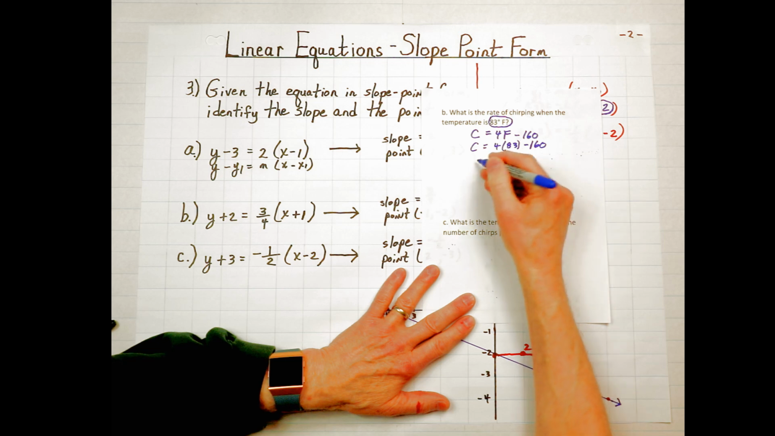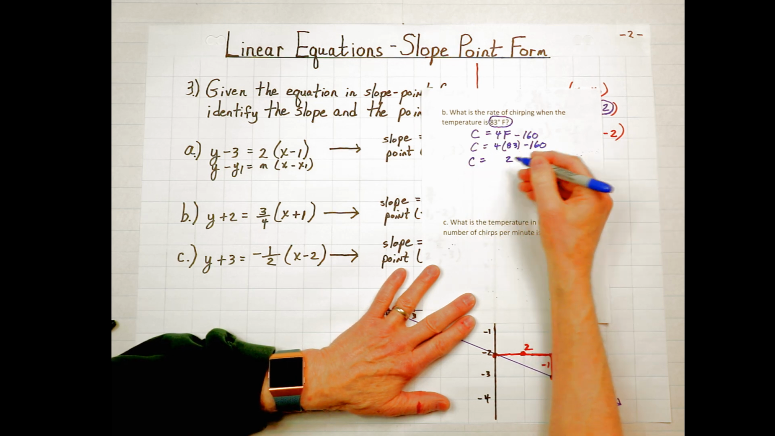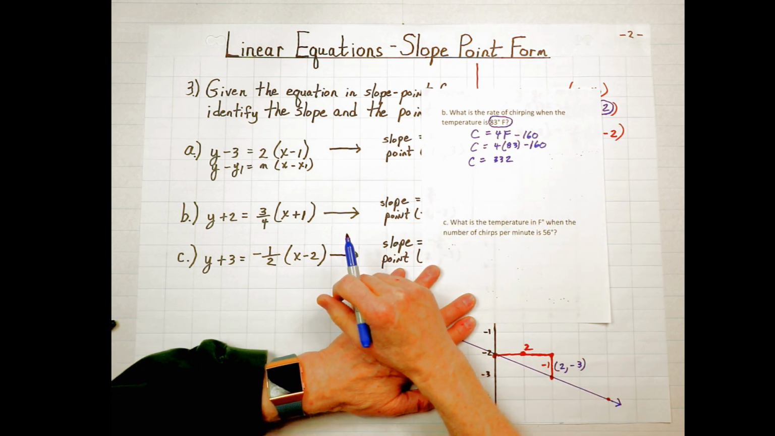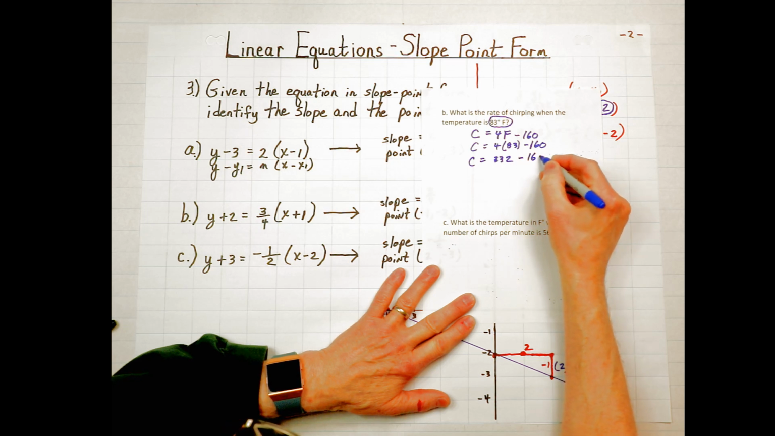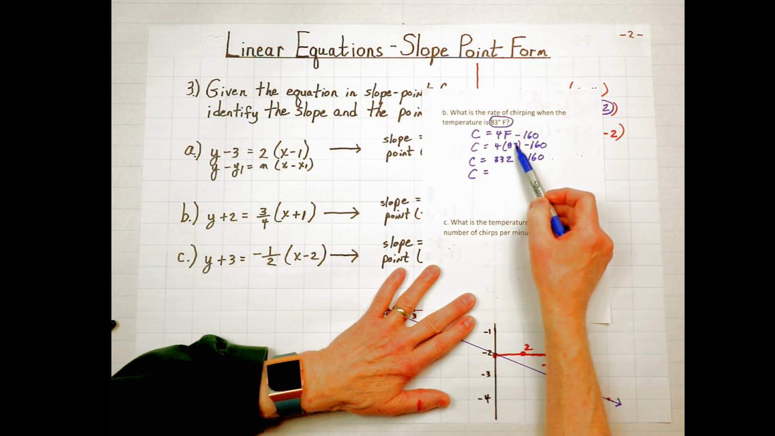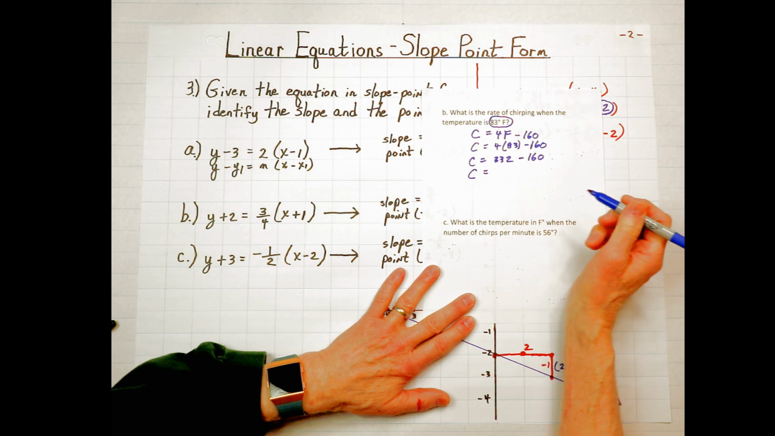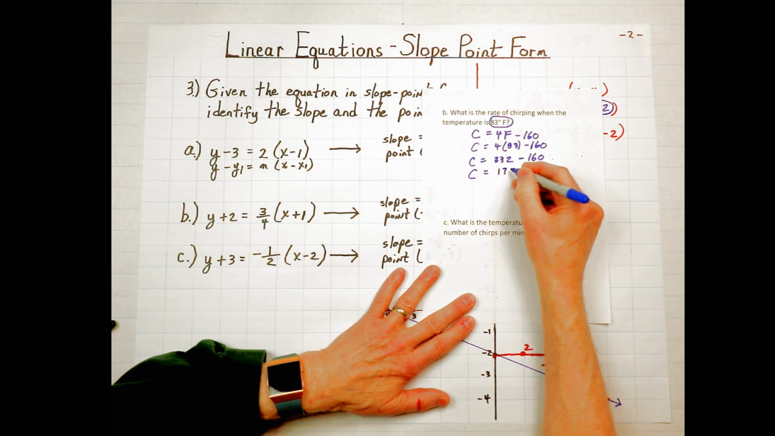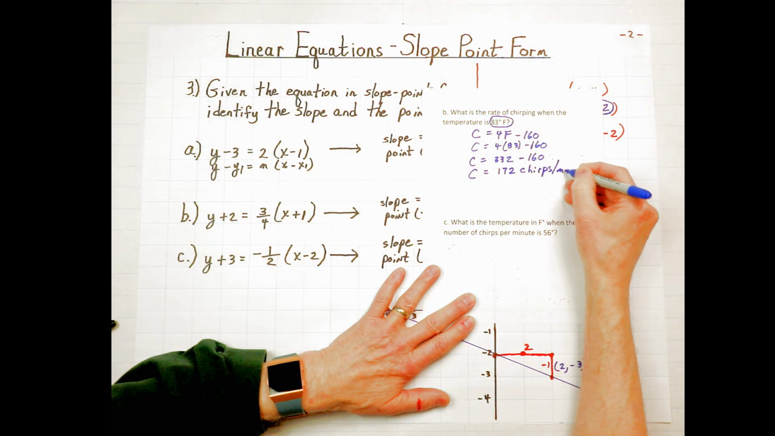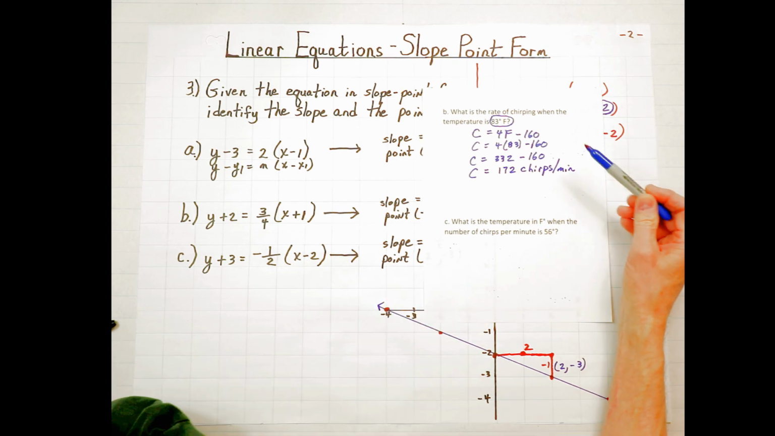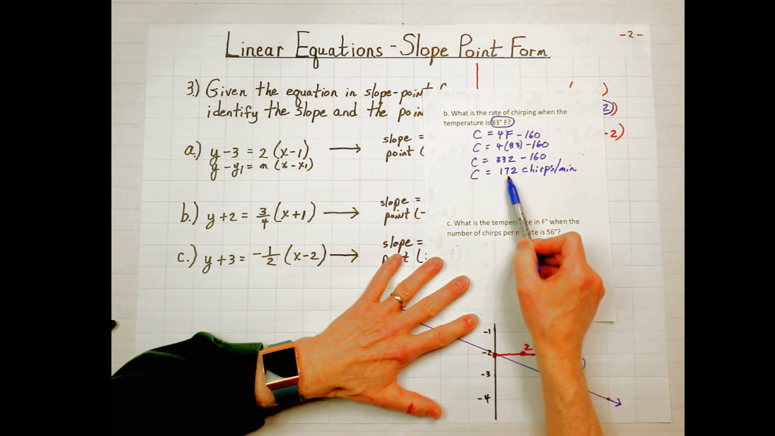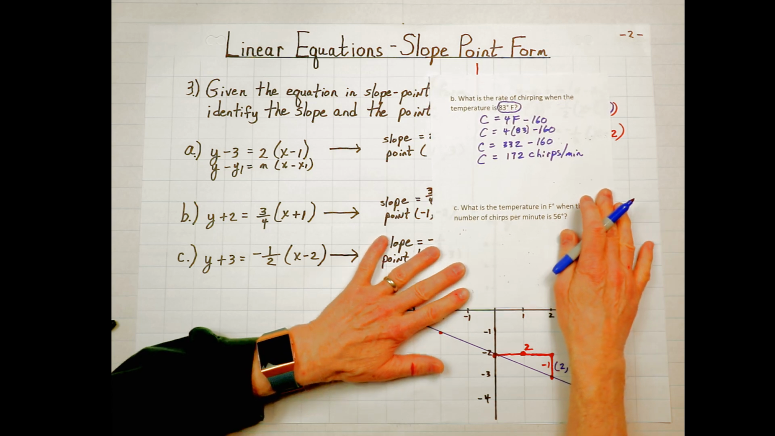Okay, so that's 332. 4 times 83 is 332, I think. Yes. And subtract 160. So the chirping rate when the temperature is 83 degrees Fahrenheit works out to 172 chirps per minute. So you can see when that temperature goes up, these little critters are really active in their chirping.